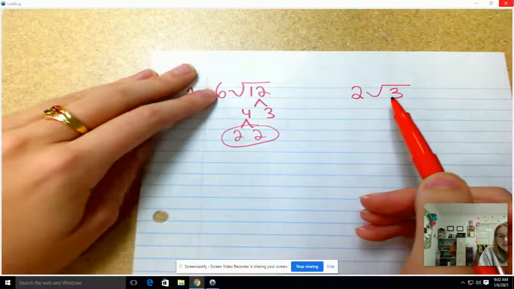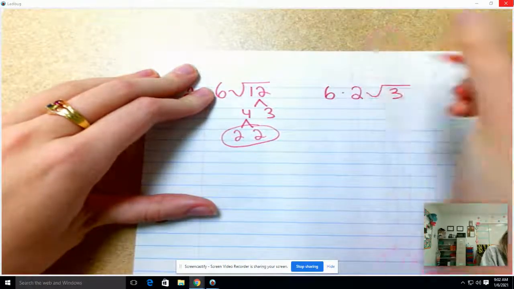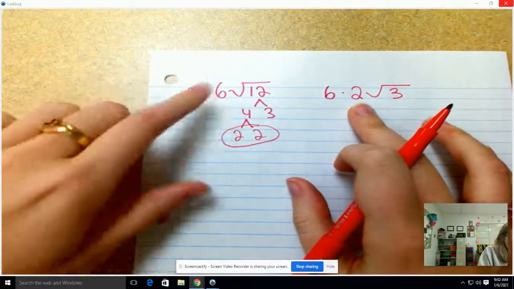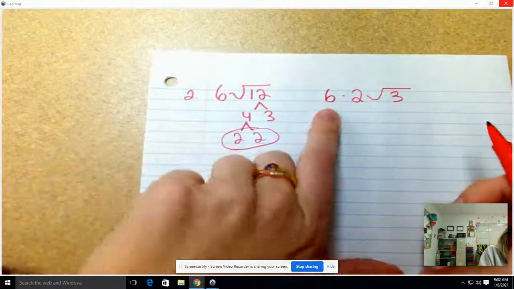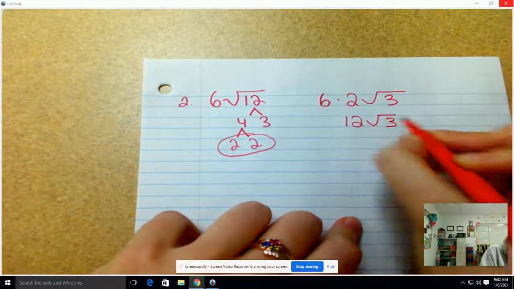But I have to deal with the 6 over here. The 6 is also on the outside. So we're going to have to multiply that by the 2 that's on the outside. So 6 times radical 12 is going to give me 6 times 2 radical 3, which is going to give me 12 radical 3.